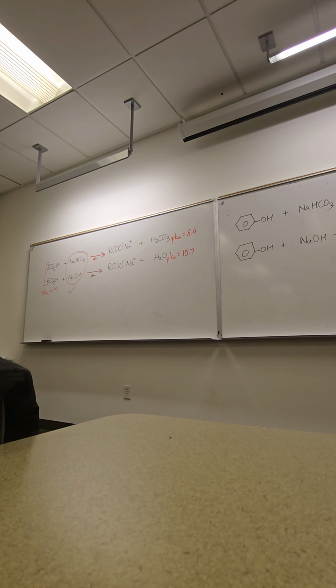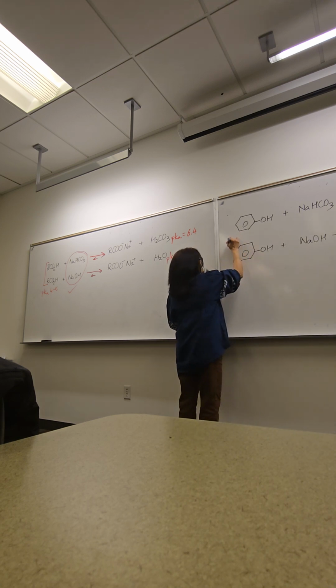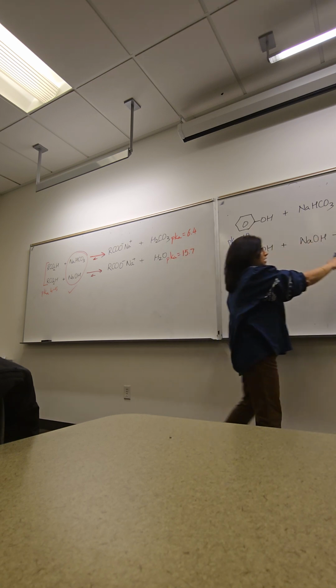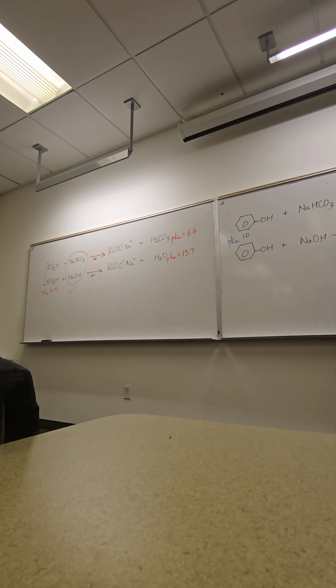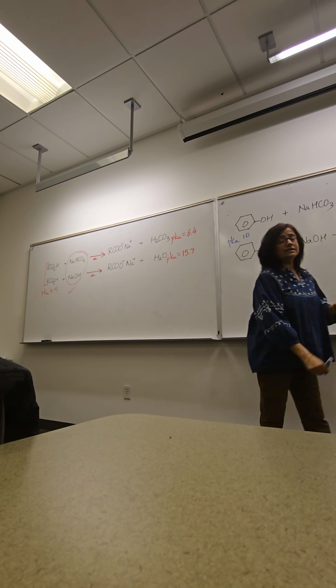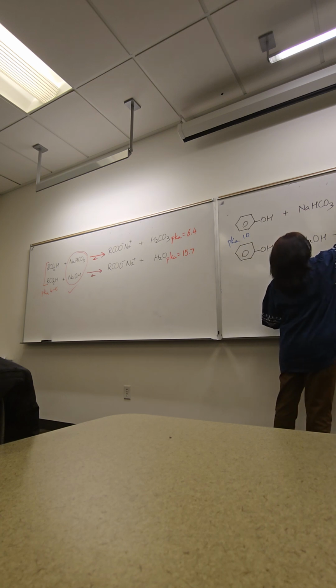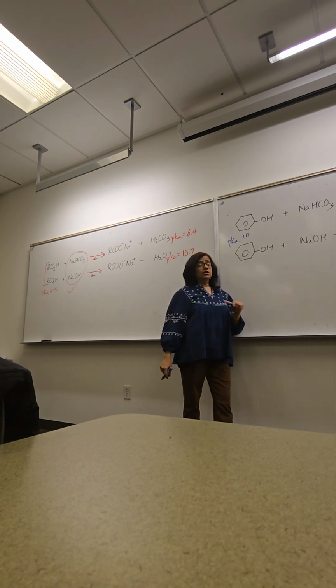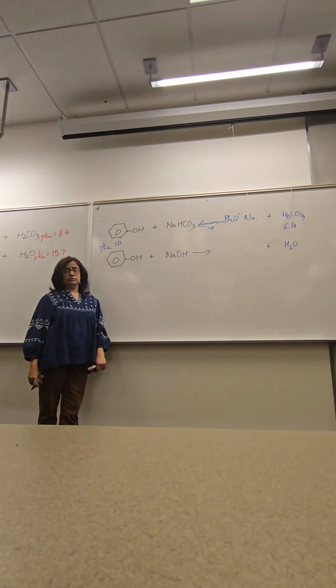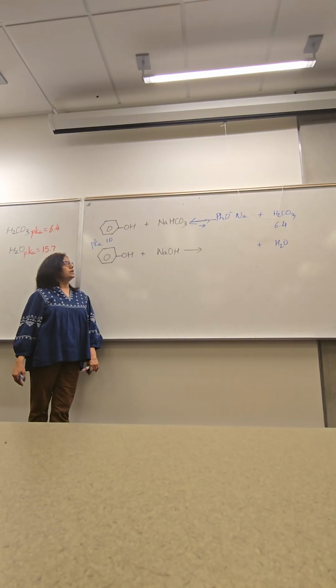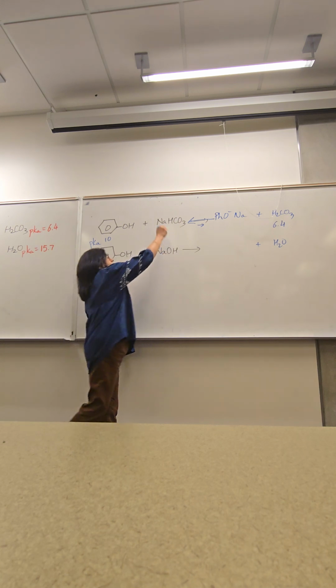For the phenol, the NaOH will be better because the pKa of phenol is about 10. The pKa of carbonic acid is 6.4. That's a stronger acid than phenol, so this equilibrium is actually in the direction of the reactants. Sodium bicarb will not work with phenols. It's not a strong enough base to deprotonate a phenol. Do you guys see that?